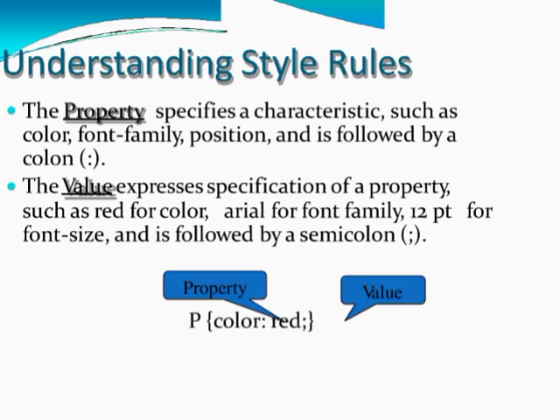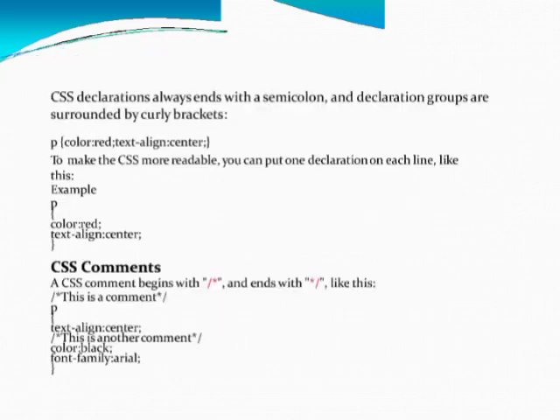Already we discussed the selector and declaration. Here we mention the property and value. The property of selector B is color and the value of selector B is red. CSS declarations always end with a semicolon, and the declaration groups are surrounded by curly brackets.